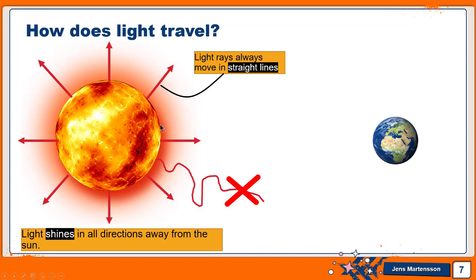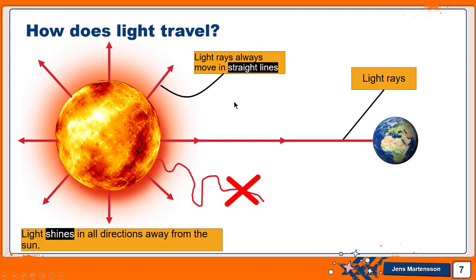So if you were to look at this light ray that comes from the sun, it travels in a straight line towards the earth, and we get something that looks like that. And this is what we call a light ray. So this is called a light ray. It's a line which represents the movement of light from the source to where it wants to go.